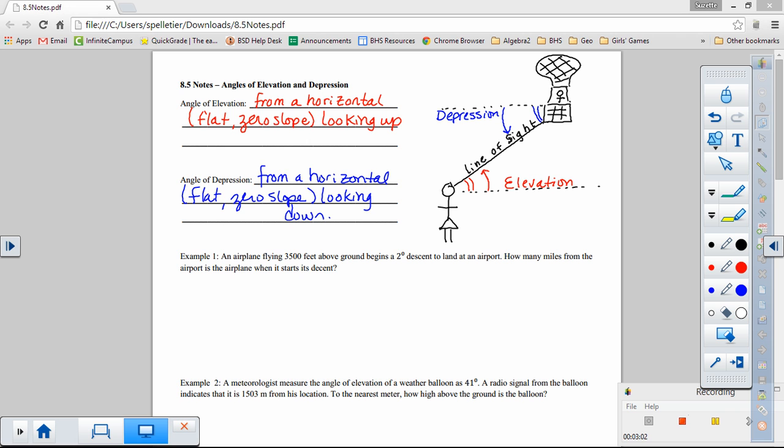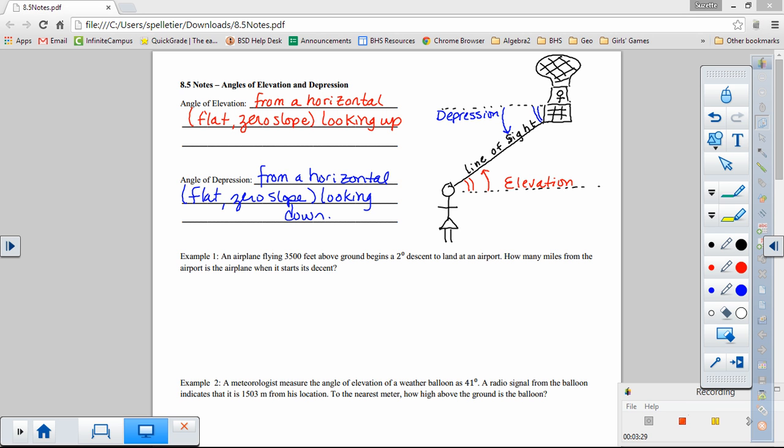We're going to use these in some word problems today, okay? The tricky part about these word problems is knowing where to put your angles and knowing what thing it is you're looking for. You've got to reread them a few times and really make sure that your picture is accurate, okay? So here we go. An airplane flying 3,500 feet above the ground begins a 2-degree descent to land at the airport. How many miles from the airport is the airplane when it starts its descent?